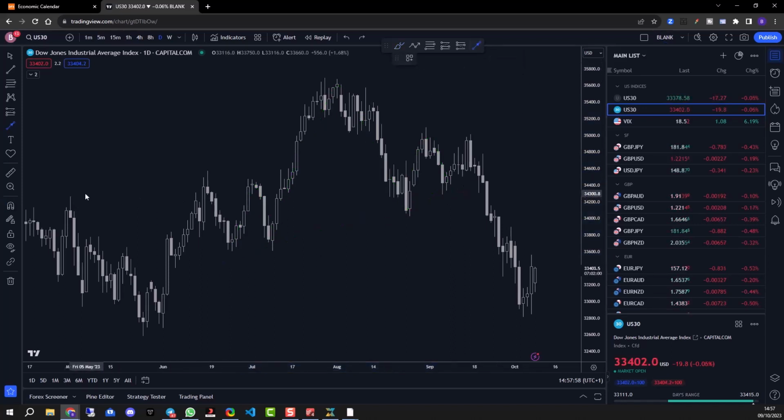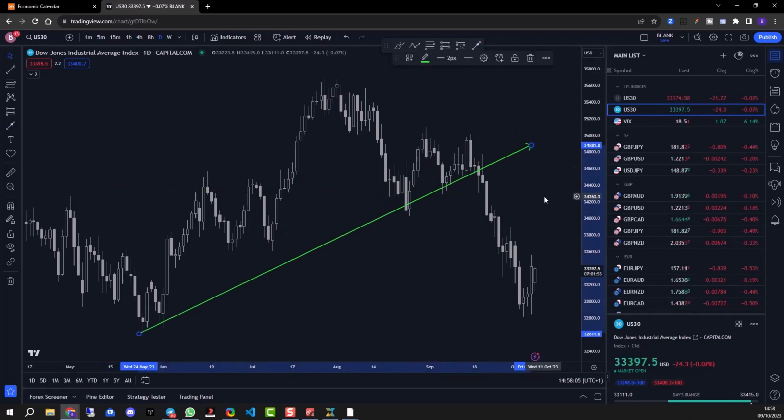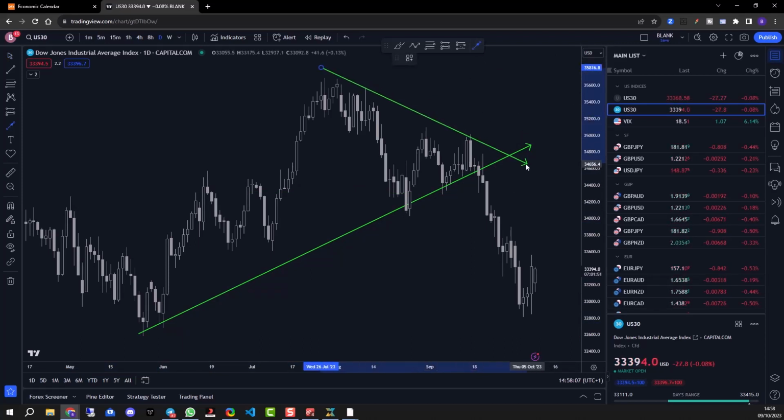I can see a support and resistance trade. I can see a trend line. And some traders would even draw a triangle or a wedge or a pennant or a flag. And these are all sort of chart patterns.